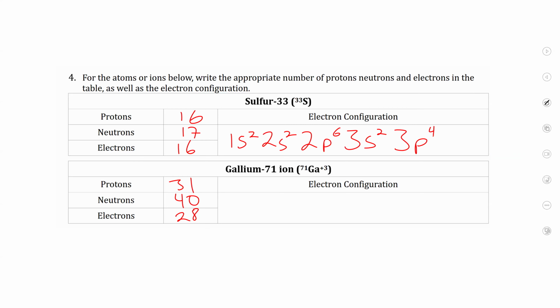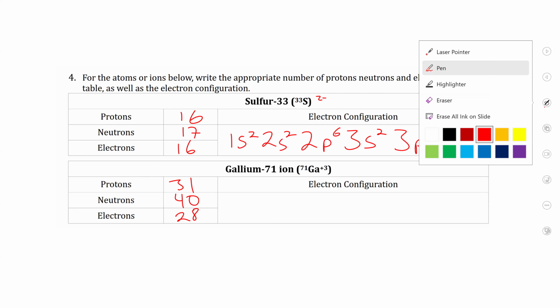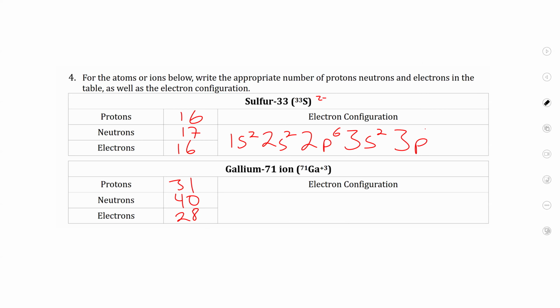If it has a charge, we still start by writing the electron configuration like normal, and then we adjust it. So for instance, if I said it was sulfide, so it was the 2- charge. 2- means it's got 2 extra electrons, right? So starting from here, can we put 2 extra electrons into a p orbital? Yeah, that fills the p orbital, right? So we would just erase the 4, and we'd change it to a 6.